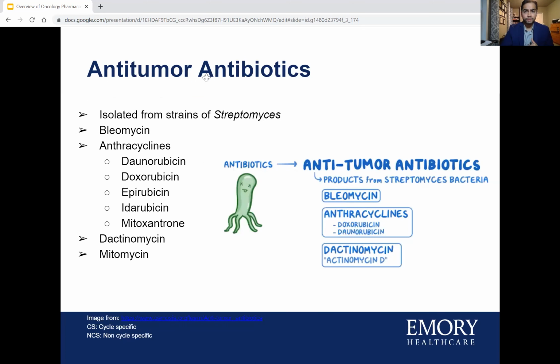Then this next class of drugs is our anti-tumor antibiotics. So these drugs can be classified in many different ways. I chose to classify this group based on how they were discovered or how they're isolated. So this class includes drugs that have different mechanisms, but they're all isolated from a strain or different strains of the Streptomyces bacteria. So the drugs in this class are bleomycin, and then we have anthracyclines, which have a lot of agents, dactinomycin, and then mitomycin. So these are called the anti-tumor antibiotics because they have an anti-tumor effect and they come from bacteria.